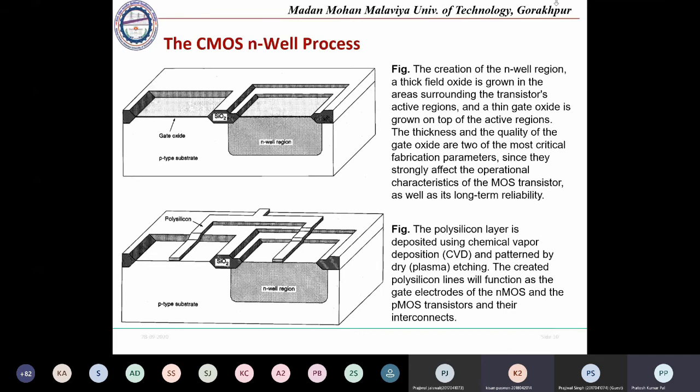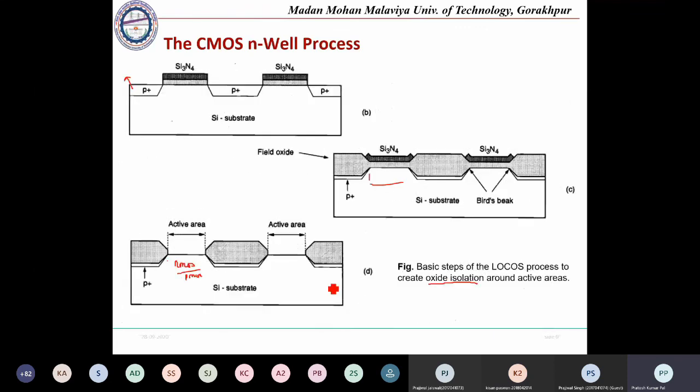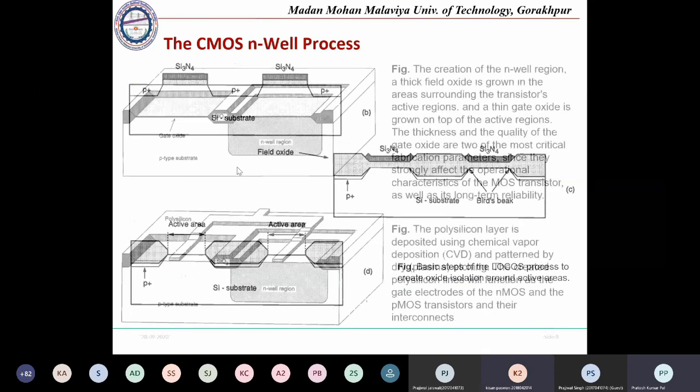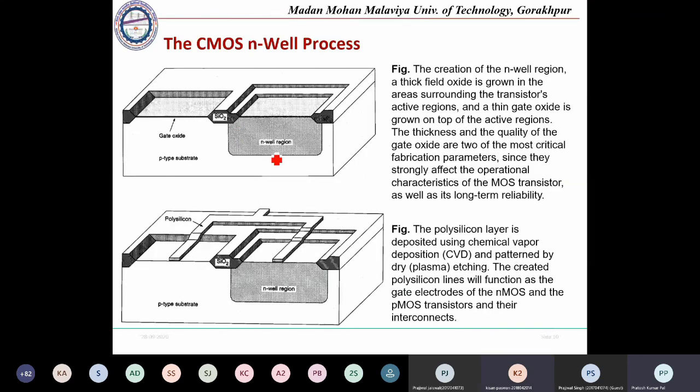Okay. So we will just see, it is just the last one. So once we have made up to this, we will be going through the N-well region deposition. Once we deposit the N-well region, a thick field oxide is grown in the area surrounding the transistors. Okay.